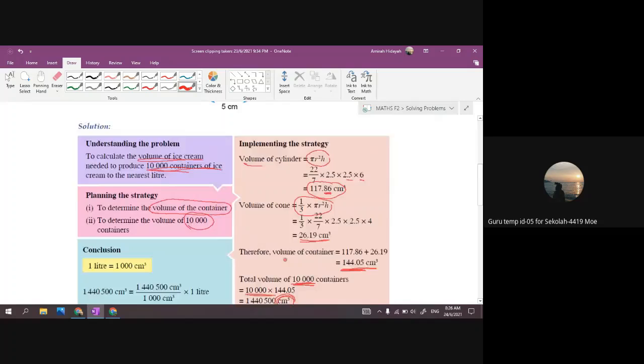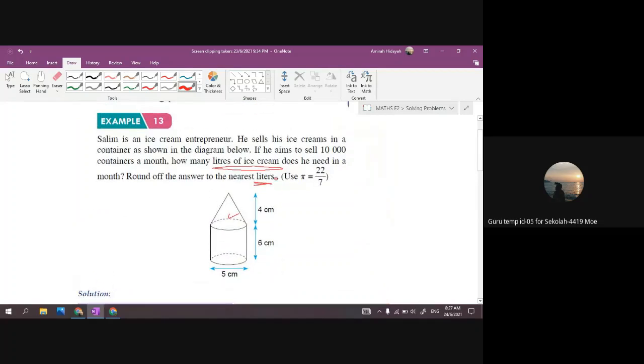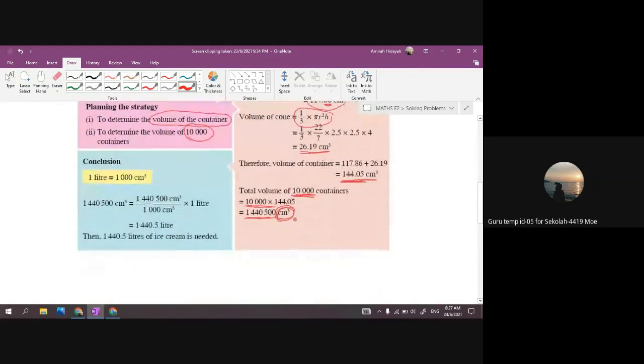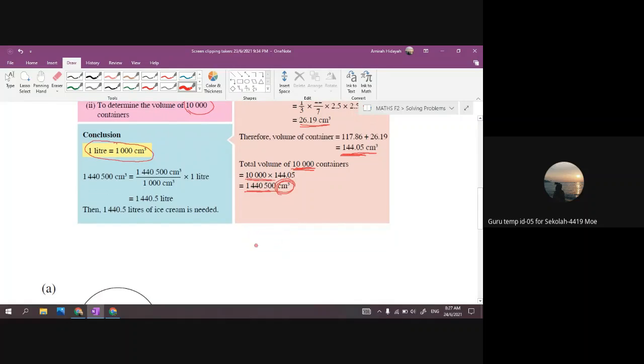The question tadi dia nak kita cari jawapan dalam liters. For your information, liters and centimeter cubic both are the units for volume. So tengoklah soalan tu dia nak dalam liter or centimeter cubic. You know 1 liter equal to 1000 centimeter cubic, or 1000 centimeter cubic equal to 1 liter. Terbalik pun tak apa. So 1000 centimeter cubic equal to 1 liter.